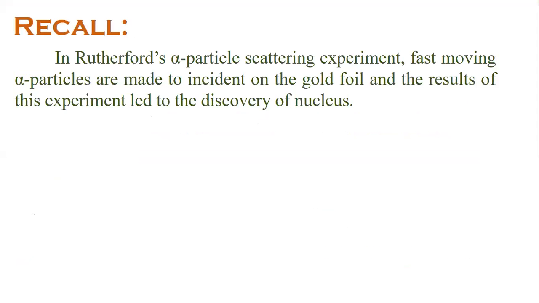In the Rutherford alpha scattering experiment, fast moving alpha particles are made to be incident on the gold foil. The fast moving alpha particles are made to interact with the gold atoms, and the result of the experiment led to the discovery of the nucleus. Here, the alpha particles are made to approach the gold foil with very high kinetic energy. That means fast moving alpha particles are made to bombard the gold foil.